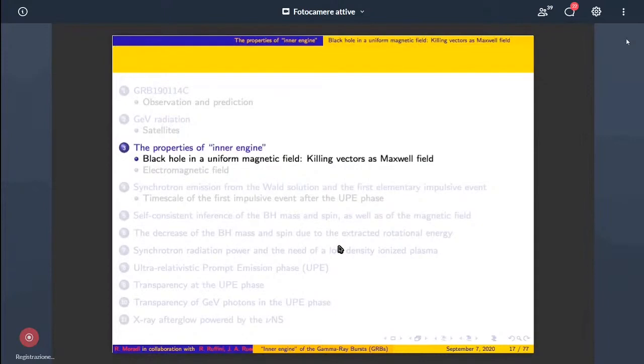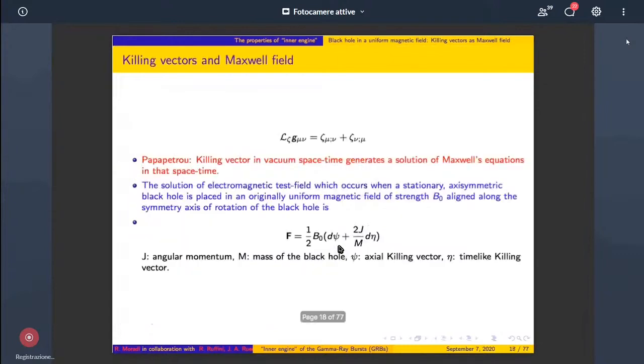The first one is a black hole in a uniform magnetic field, as presented by Papapetrou and Wald. This solution uses the famous Papapetrou theorem, that a Killing vector in space-time generates a solution of the Maxwell equation in that space-time. So basically, the two Killing vectors that the Kerr metric has can generate a solution of the Maxwell equation.